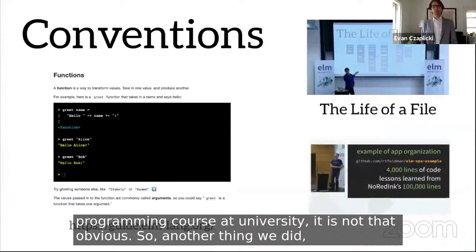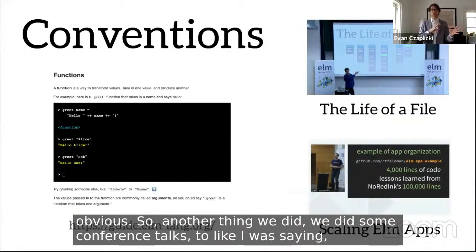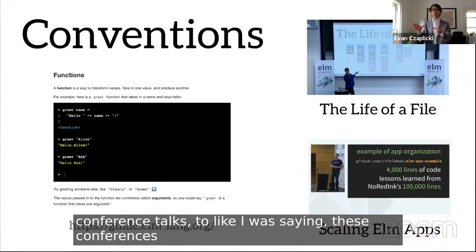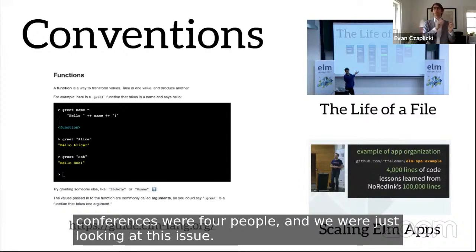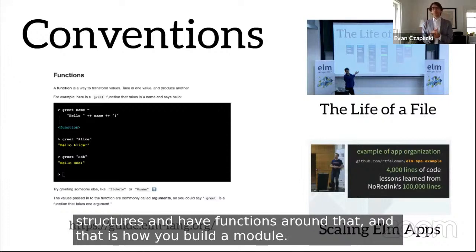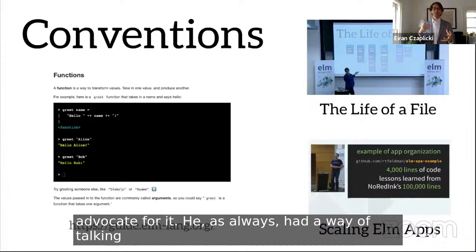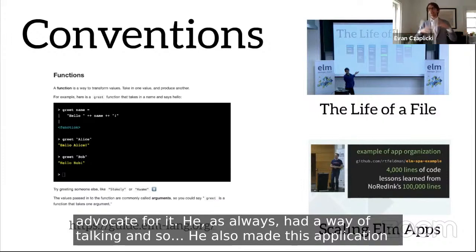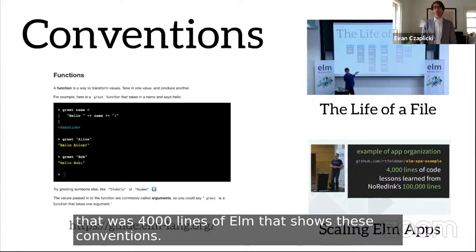Another thing we did was some conference talks. Like I was saying before about Medium, these conferences were Elm conferences to Elm people. And we were just talking about this issue, like how do you grow a file in a good way? Let's focus on building data structures and then having functions around that. And that's how you build a module. And Richard, who's one of the early people who used Elm and was a really strong advocate for it, as always, had a way of talking about it that really connected to the day-to-day programming of being a professional developer doing front-end work. He also made this application that was like 4,000 lines of Elm that shows all these kinds of conventions. So these things were really necessary for where Elm was at that time.